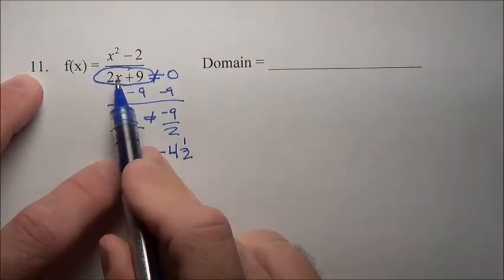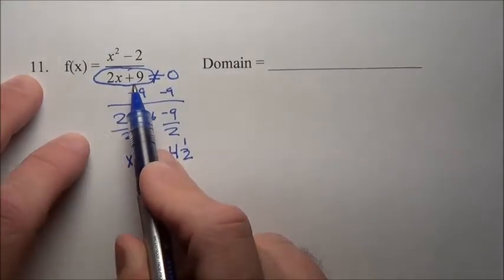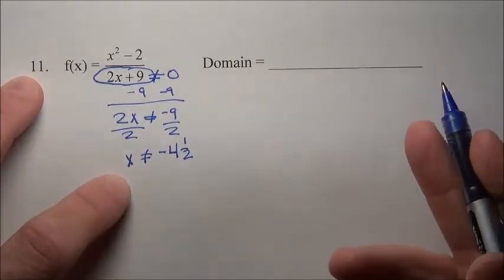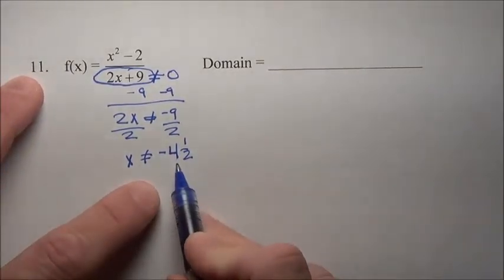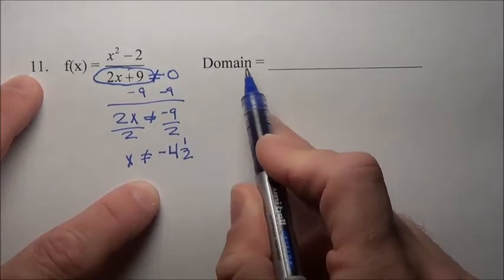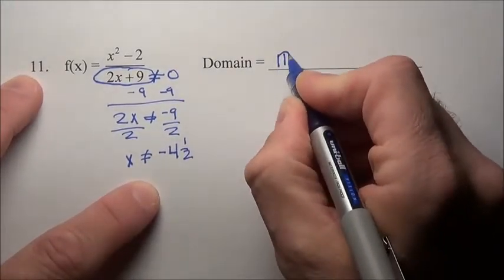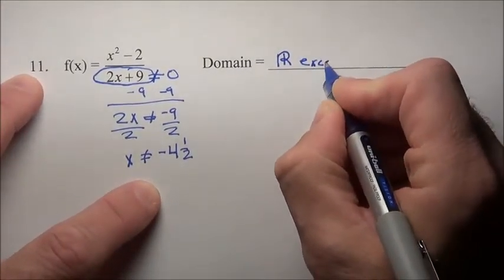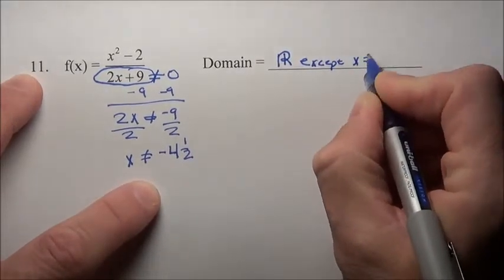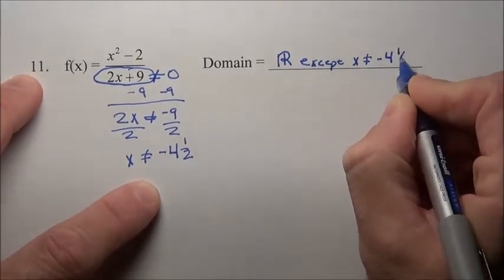2 times negative 4 1/2 is going to be negative 9. Negative 9 plus 9 is going to give me a 0, and we can't have that happen. This is the one value we cannot allow to happen. So we state the domain is all real numbers except x cannot equal negative 4 1/2.